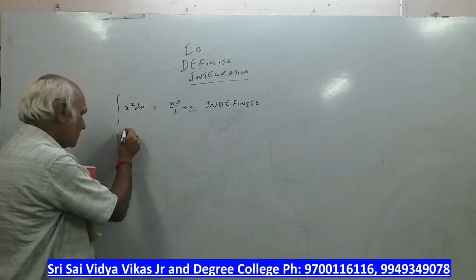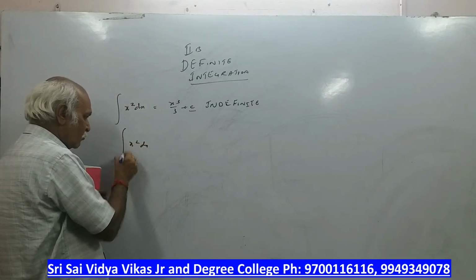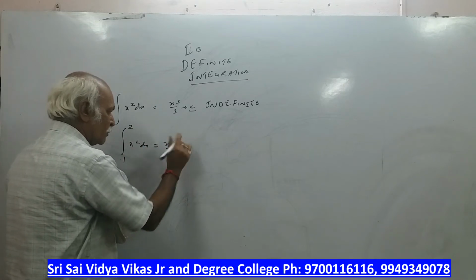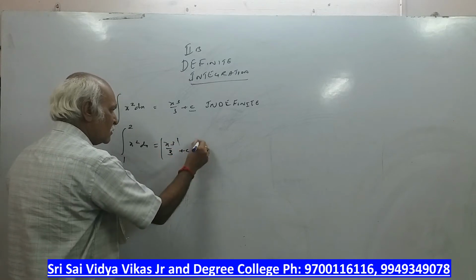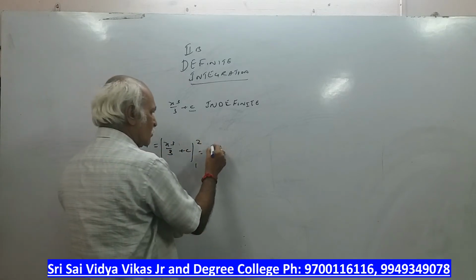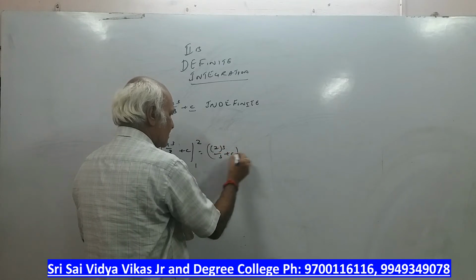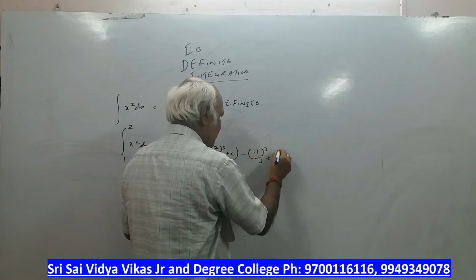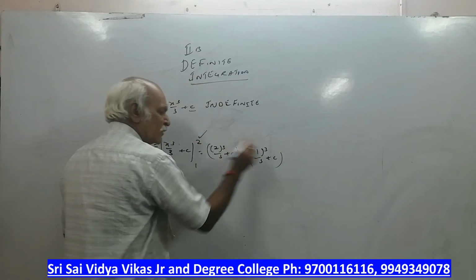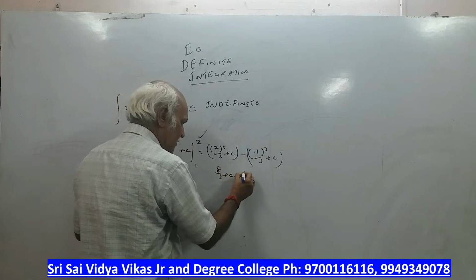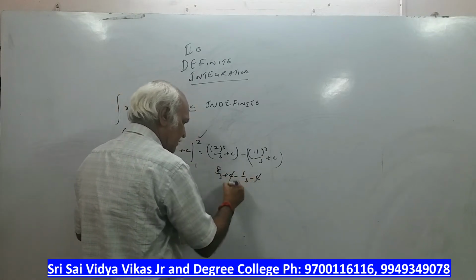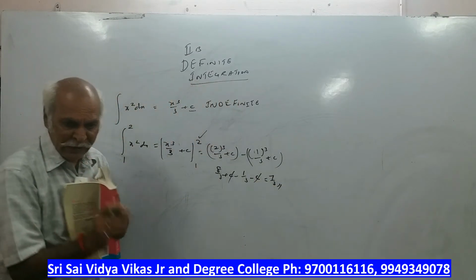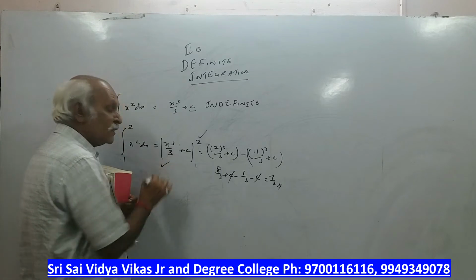But if I write it like this, with limits 1 to 2, x cube by 3 plus c, what will happen? 2 cube by 3 plus c minus 1 cube by 3 plus c. So, upper limit minus lower limit: 8 by 3 plus c minus 1 by 3 minus c. C will get cancelled, giving 7 by 3. Means you always get some value. That is why it is called definite integration.